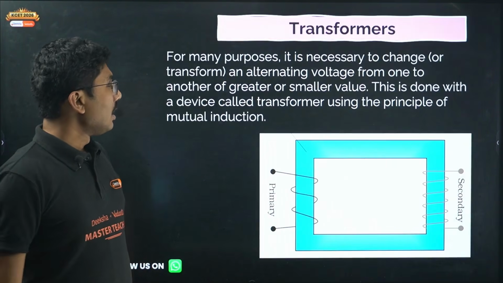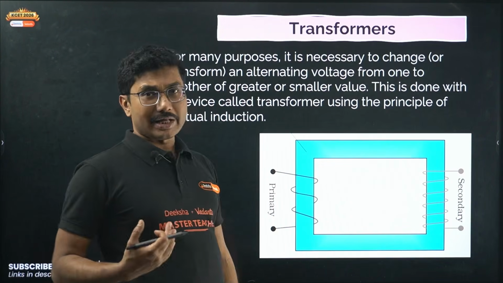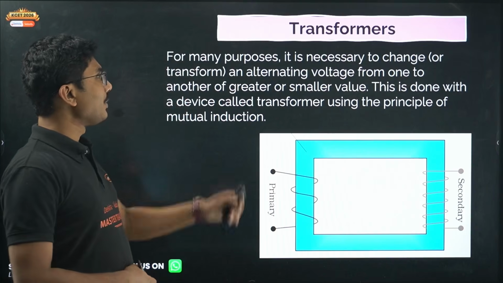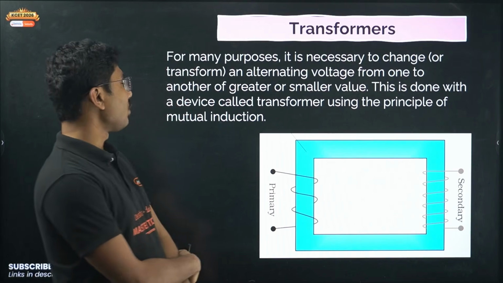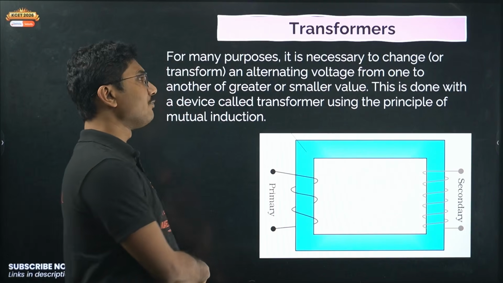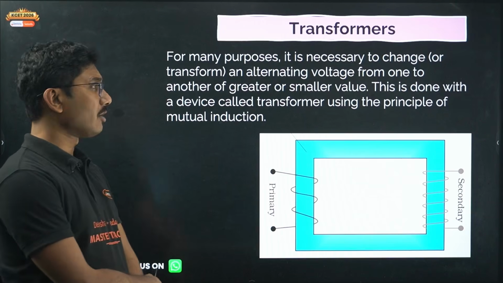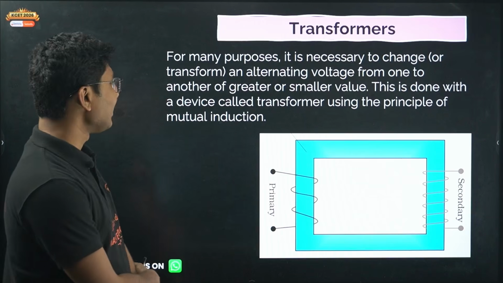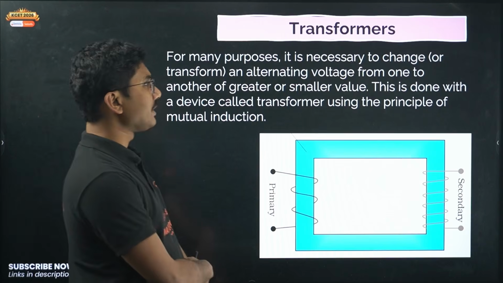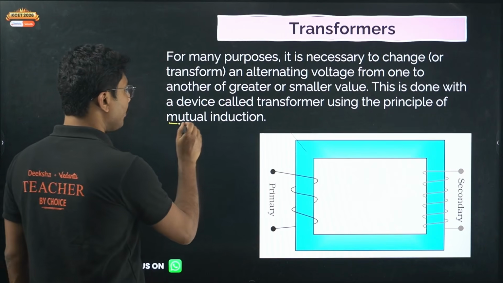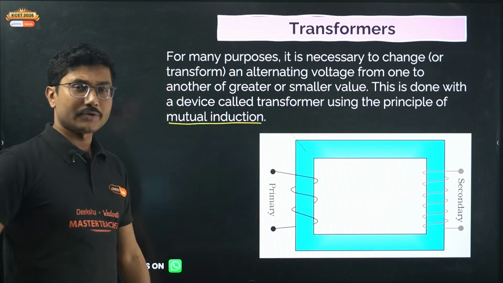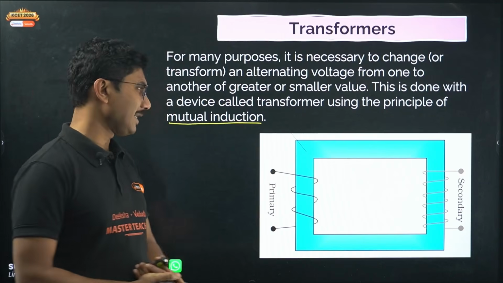Now the last concept of this chapter, transformers. For many purposes it is necessary to change or transform an alternating voltage from one value to another of greater or smaller value. This is done with a device called a transformer using the principle of mutual induction. So a transformer works on the principle of mutual inductance.